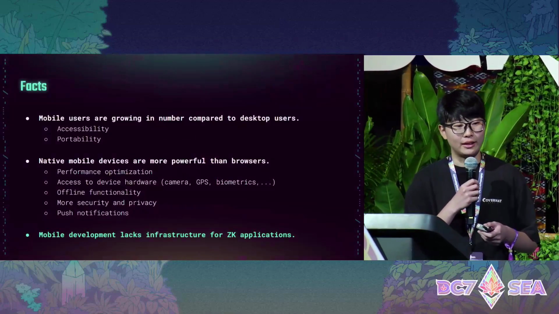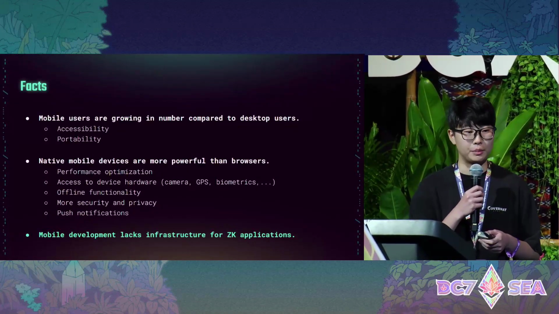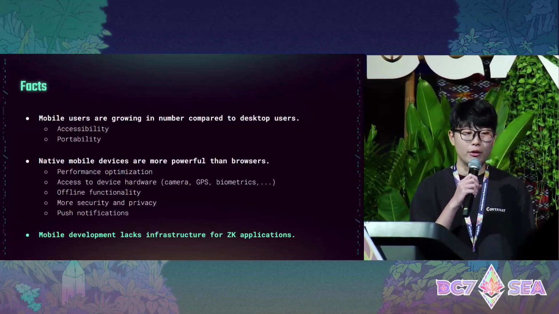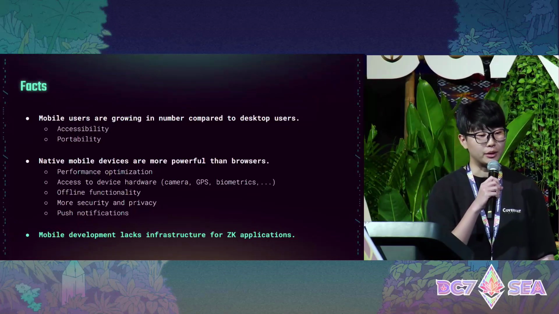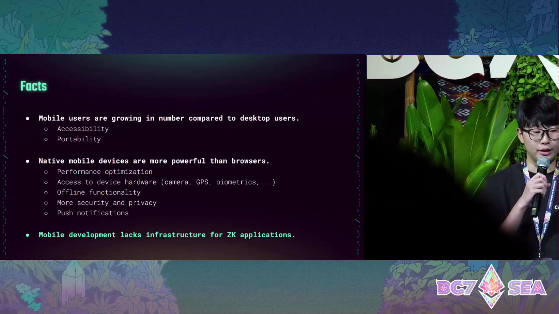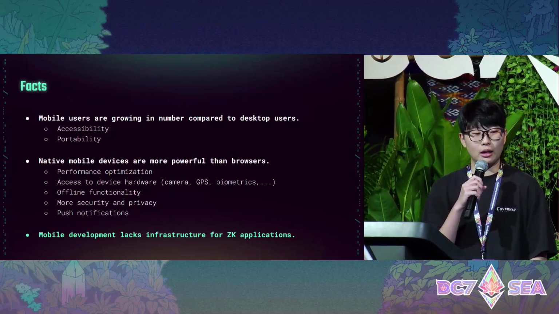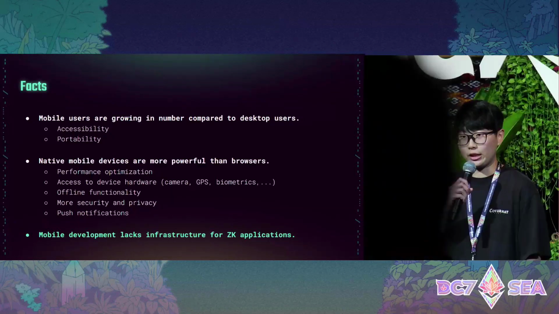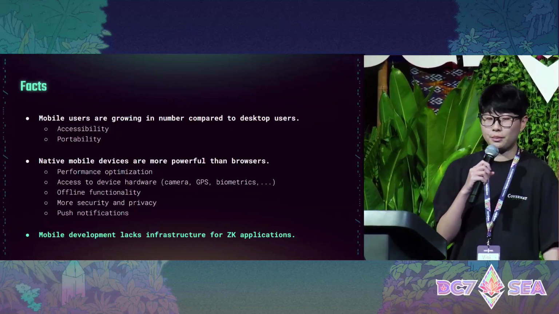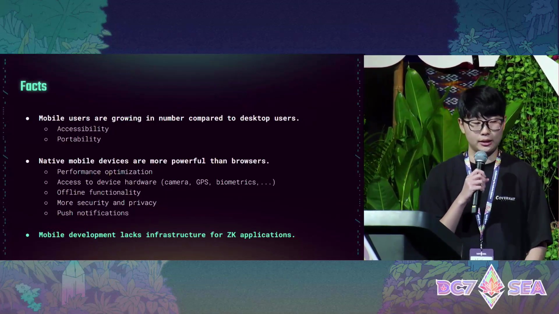So we found that there are more and more mobile users compared to desktop users because of the accessibility and portability of mobile. And there are many powerful features in native mobile. For example, the performance is better than the browser, and it can access hardware devices like camera, GPS, and biometrics. Also, offline functionality and push notifications are interesting features in native mobile. And last but not least, mobile development lacks infrastructure for ZK applications.